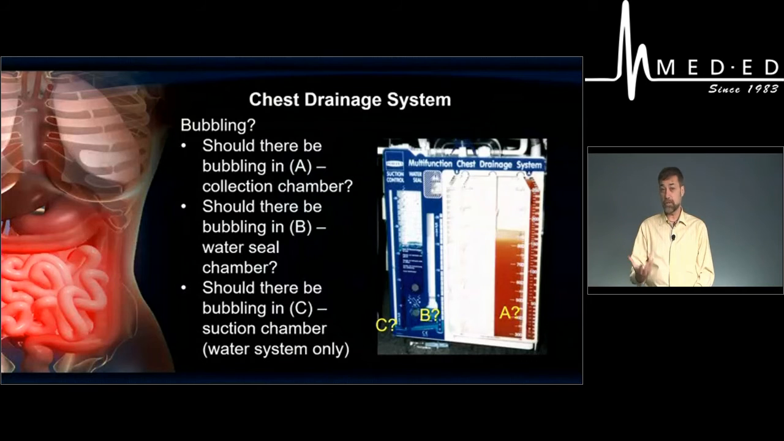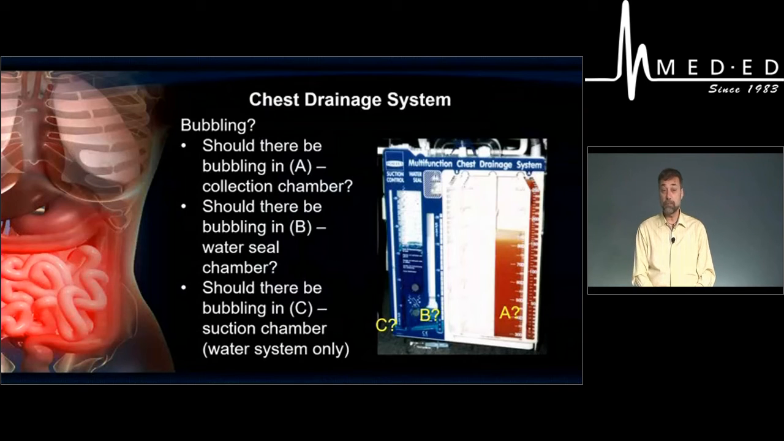So remember, in a traditional set, you had 3 chambers. There was the collection chamber. In the picture on your screen, that's letter A. There was the water control chamber, or water seal chamber, I should say. And in your picture, that's B. And then in a traditional set, there was the suction chamber, which is C. So A is the collection chamber, B is the water seal chamber, C is the suction chamber.